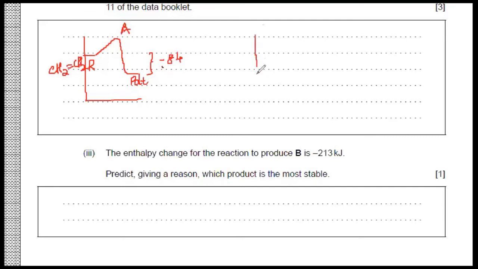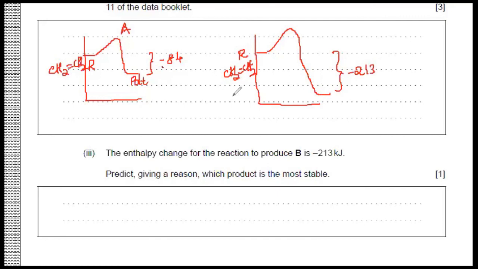For compound B, the starting reactant is the same. So that means that the reactant energy remains the same. It does not change. We are starting off the reaction to get compound A or B from ethyne. That is the basic reason why this energy level for the reactant is the same. But after the formation of compound B, its energy is going down to a lower level, and the gap widens out. It's minus 213 kilojoules. The gap is broader.